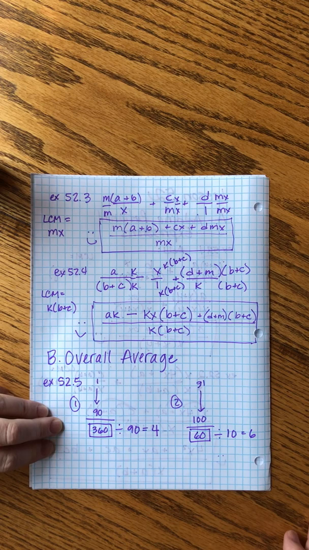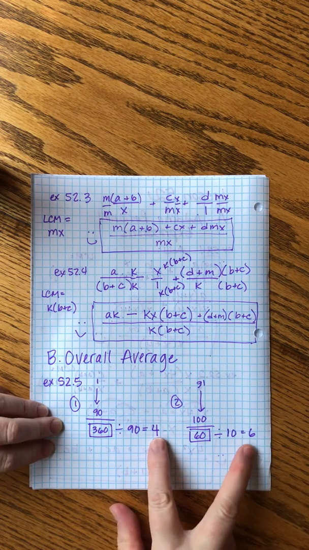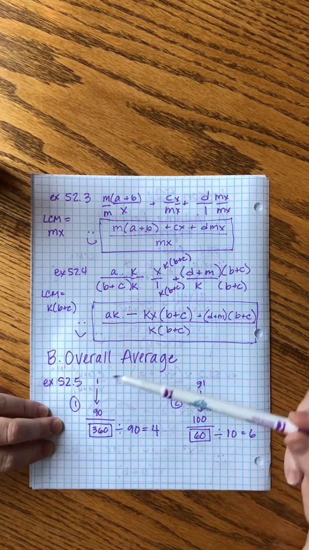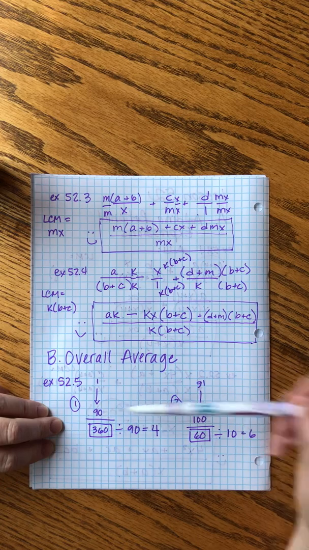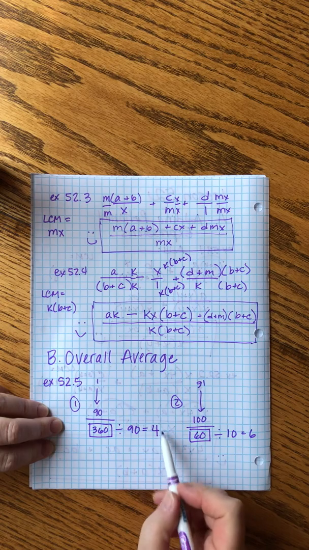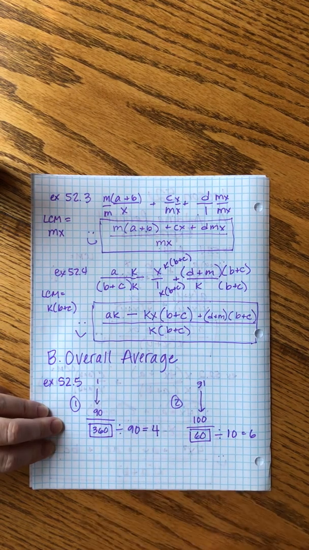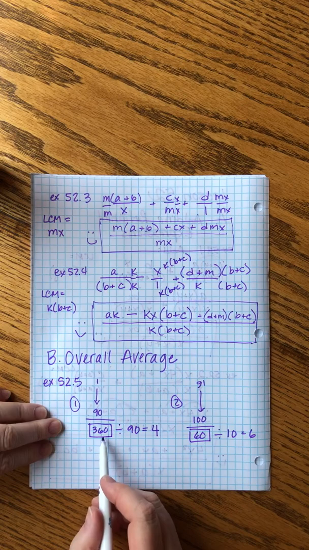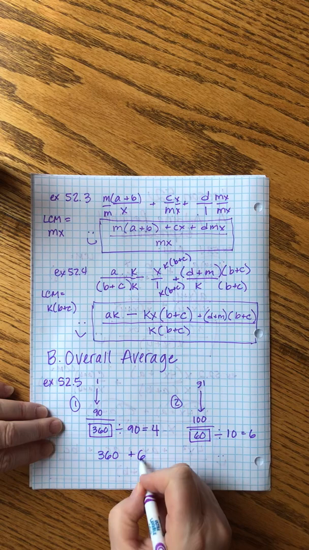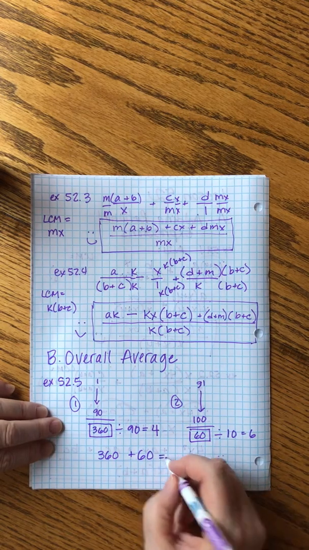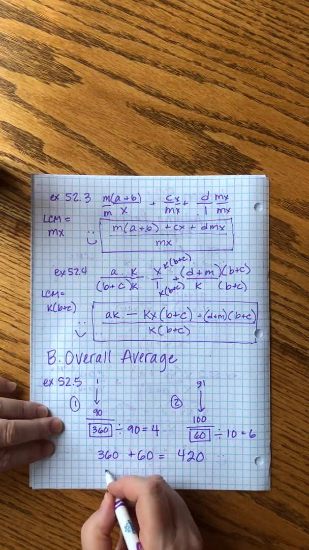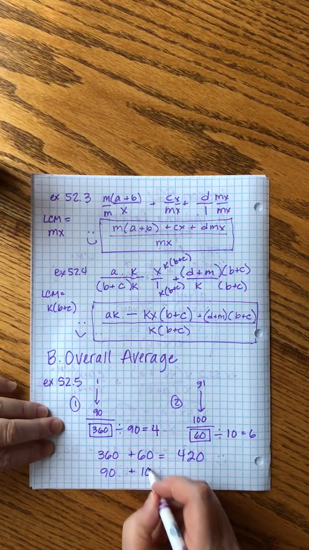Now we want to find the overall average. Some people want to just take the 4 and the 6 and say, oh, the overall average is 5. No. We can't do it that way because 4 represents 90 numbers and 6 only represents 10 numbers. So we have to weight this to take into account that the 4 represents a lot more numbers. So here's how we do it. We take 360 and we add 60 for the total points altogether, which is 420. Then we take the number of items. This represented 90 items. This represented 10 items.